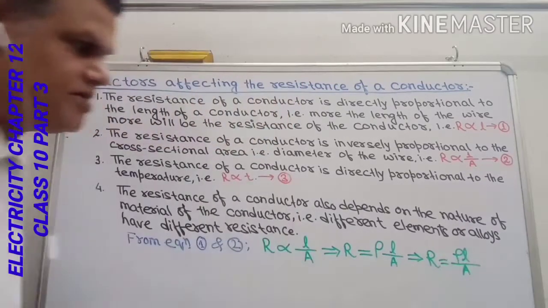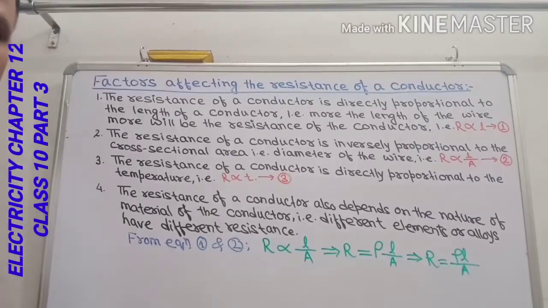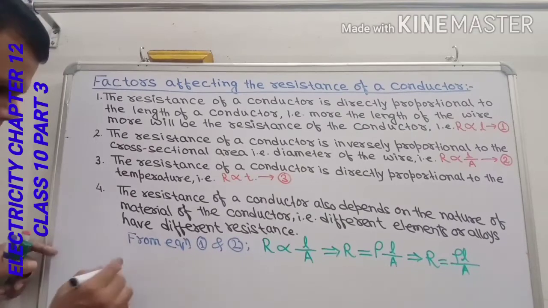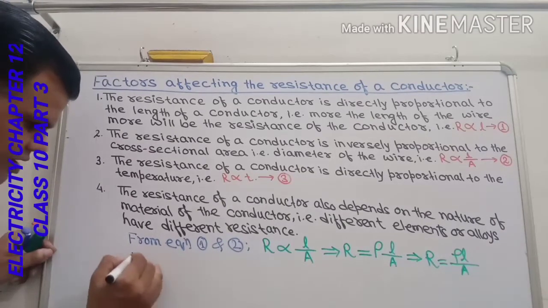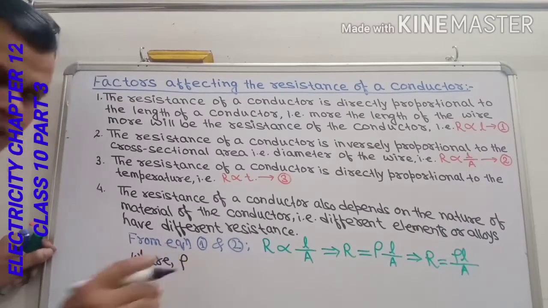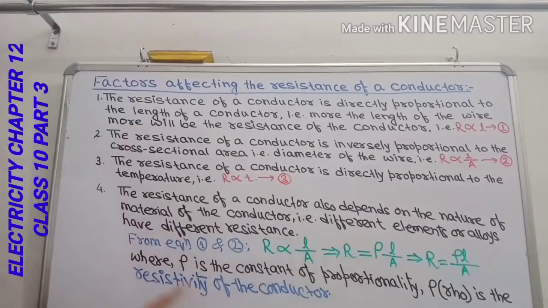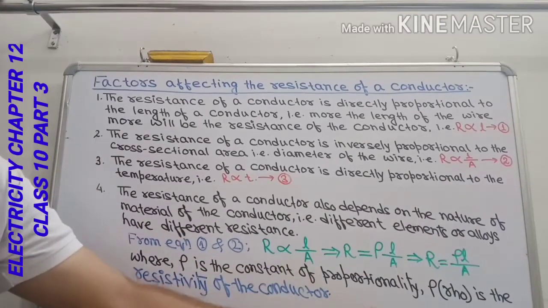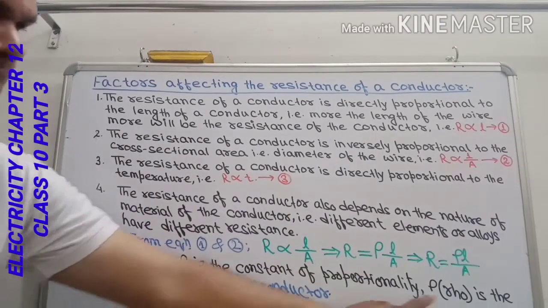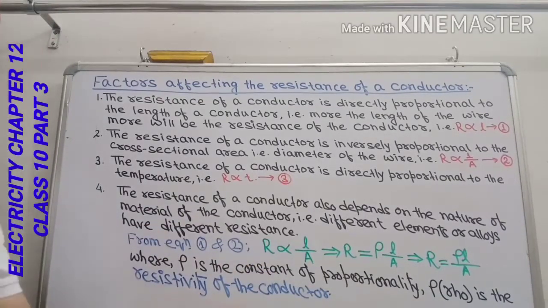Now what is this rho? This rho is the constant of proportionality. So we will write here, where rho is the constant of proportionality. It is pronounced rho. It is the resistivity of the conductor.